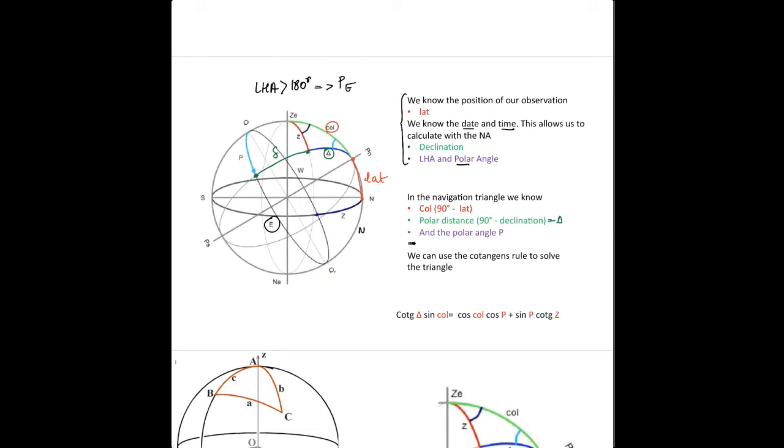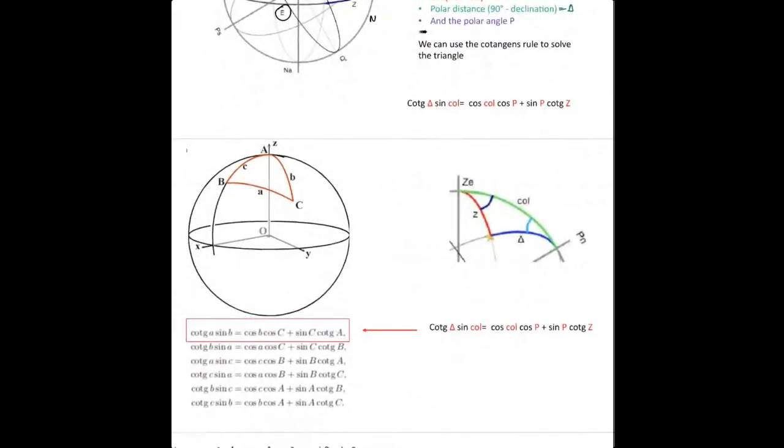So we know the co-latitude, we know the polar distance, and what else do we know? We know the polar angle. The polar angle is this one here, P. So when we know 3 sides and 1 angle of a navigational triangle, what can we do? I've quickly read Mr. Buchan's course, and you see that you can use the cotangent rule in this triangle here. And so if you use this formula, you can obtain this here.